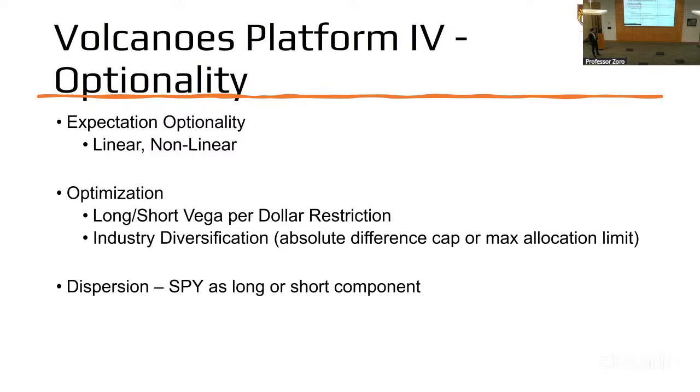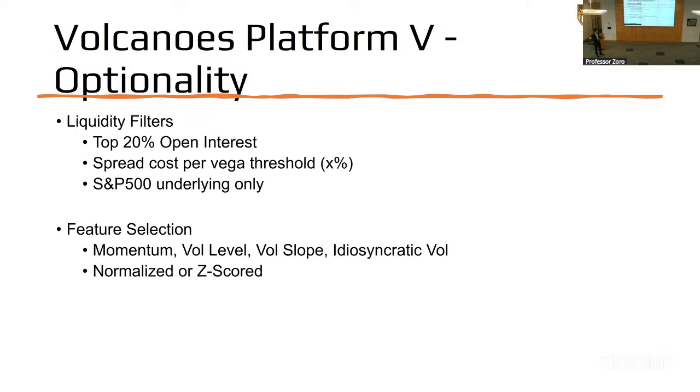Expectation, you can get that in a linear or non-linear format. And if you want to add constraints, you can have a long, short vega per dollar restriction or enforce industry diversification. And if you so choose, you can make this a dispersion strategy using SPY as your long or short component. Liquidity filters, take a second to look at those. For the spread cost per vega threshold, I normally use about 3%. Good line there. For feature selection, we're just about to get into that.